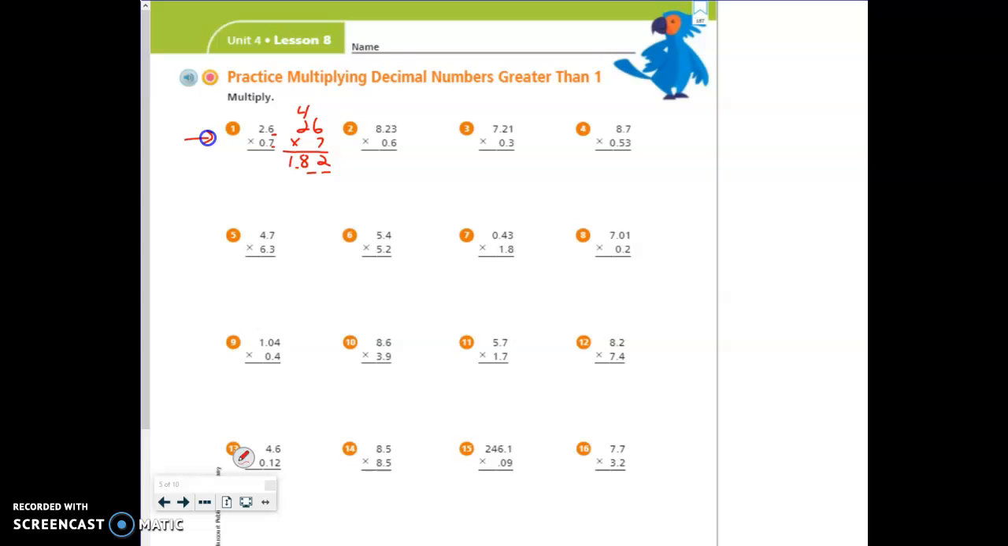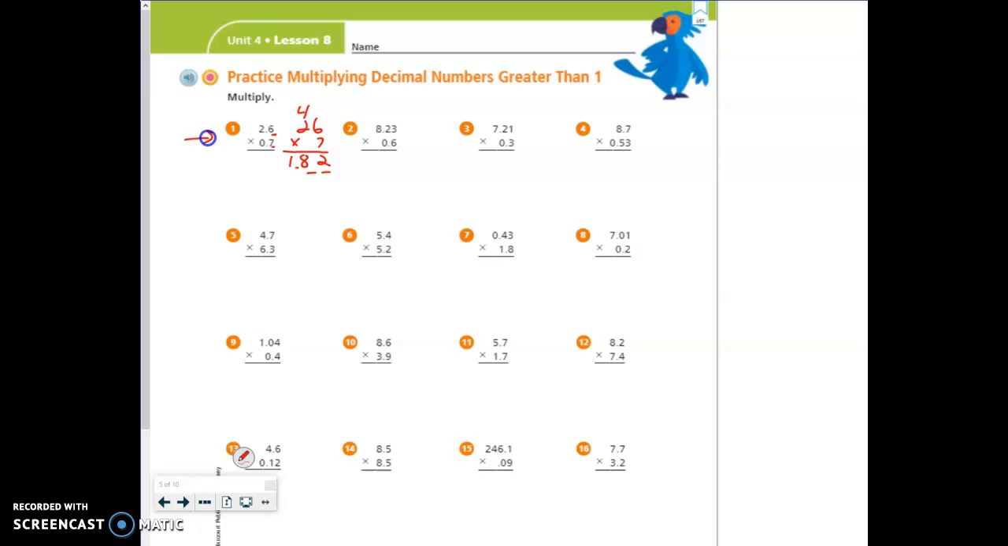So instead of it being 182, my answer will be 1.82. So the math itself doesn't change, guys. It's just a matter of adding that extra step of placing that decimal point after I'm done with the math. All right, so let's take a look at problem number 2.